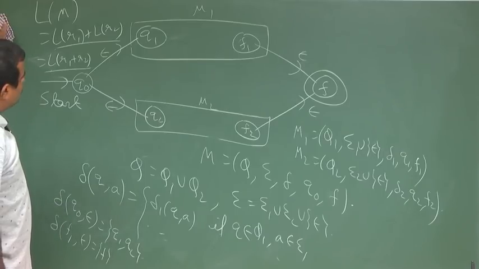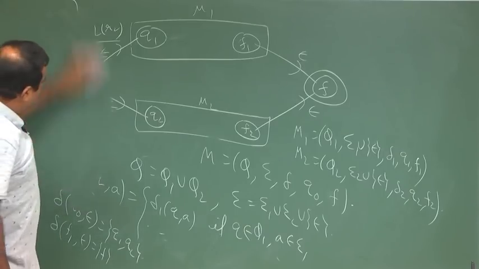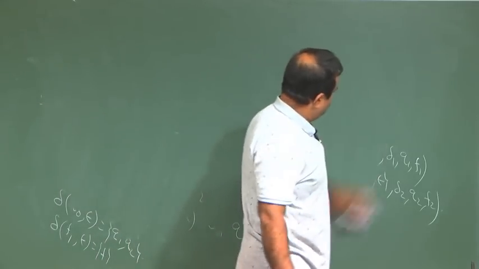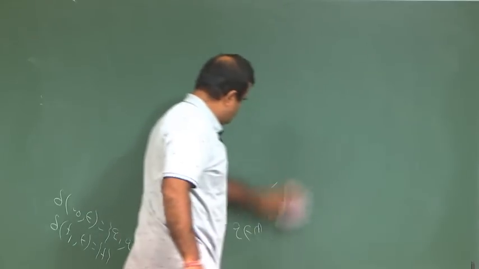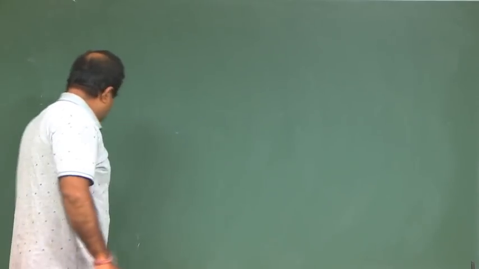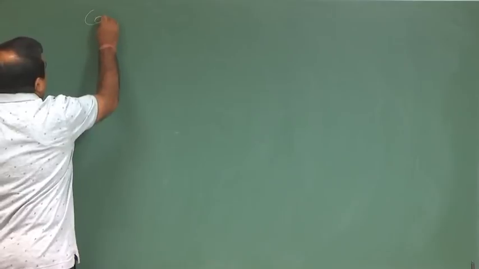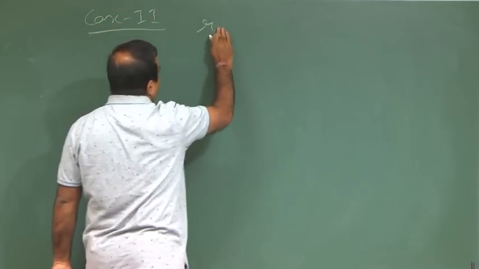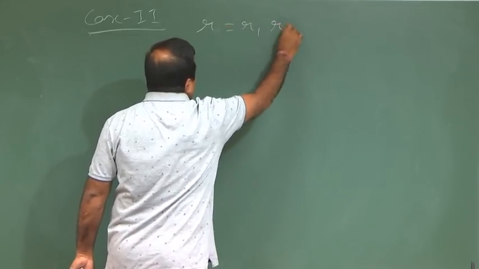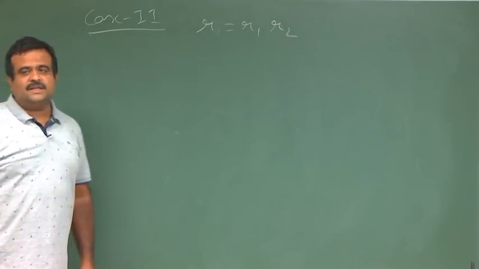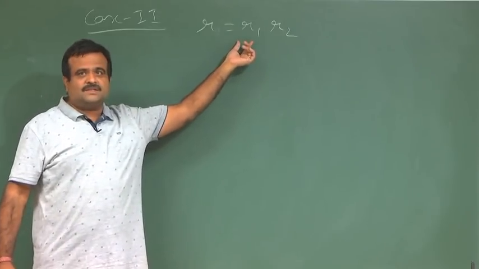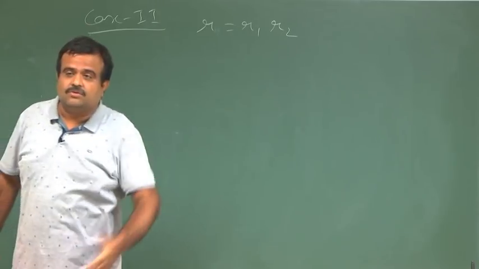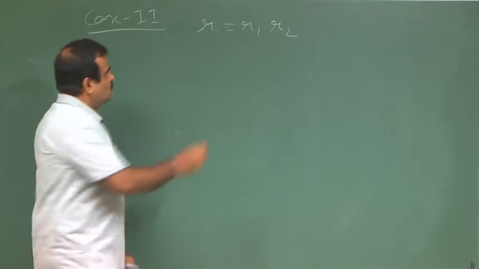Now, we take the other case, case 2. Case 2 is the concatenation. R is nothing but R1 R2 concatenated, and because of induction we assume there is an epsilon NFA for R1 and there is an epsilon NFA for R2. Now, we need to construct an epsilon NFA for R1 R2.